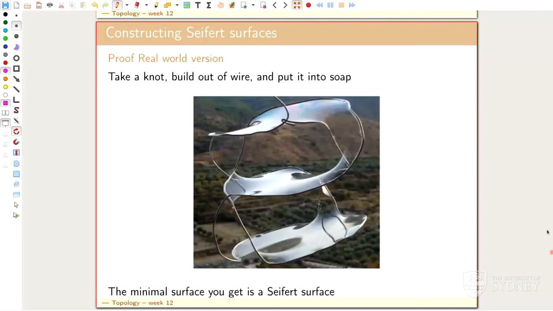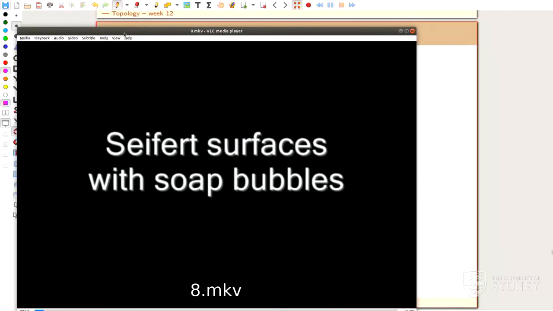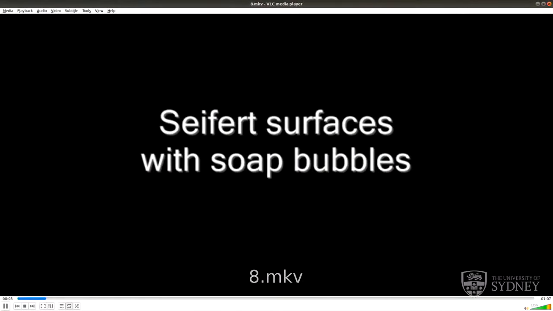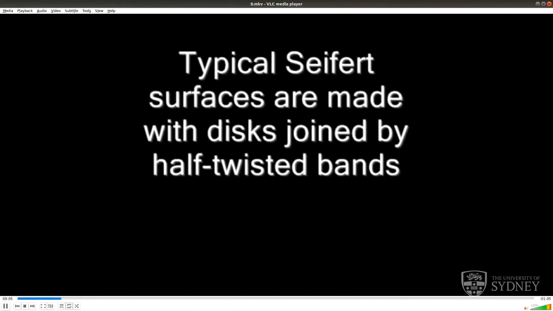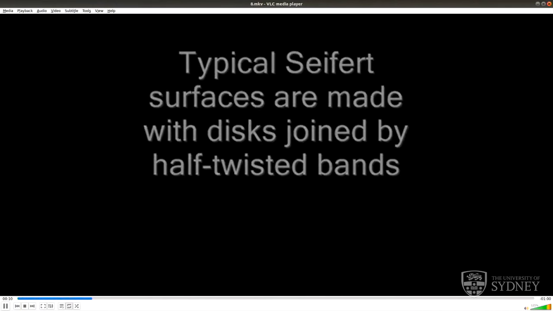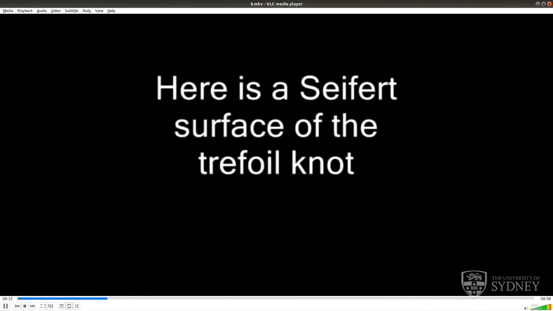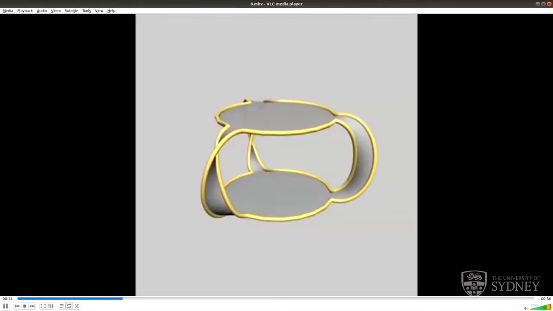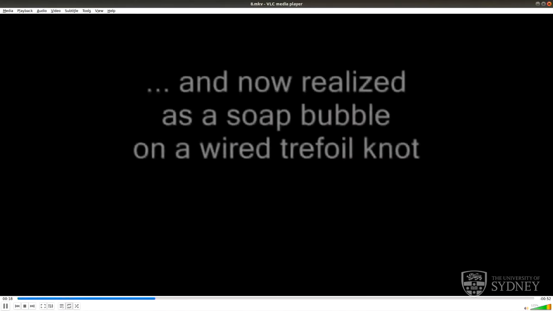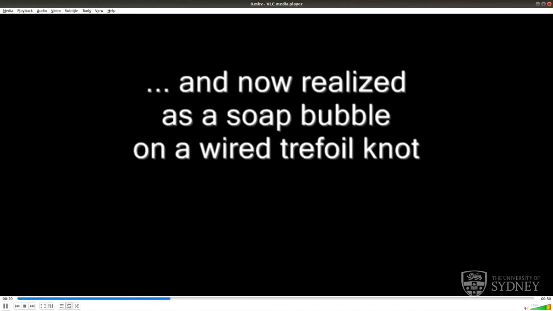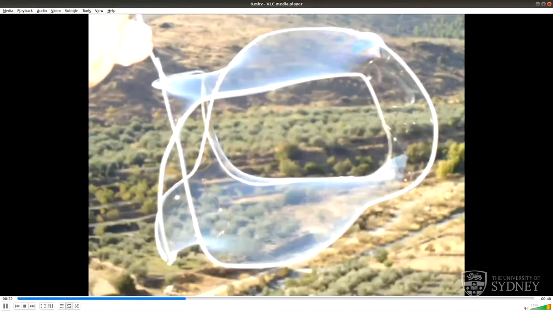If you do the following, I will run a video for you. Let's see. Oh, come on. Not on this screen, on the other screen. You can just build a knot out of wire, for example. And then the Seifert surface is the thing you get if you put it into soap and pull it out. You get a surface which minimizes its area because it wants to minimize the tension. They usually look like this. We'll see them in a second. But you get them if you just put them in soap.